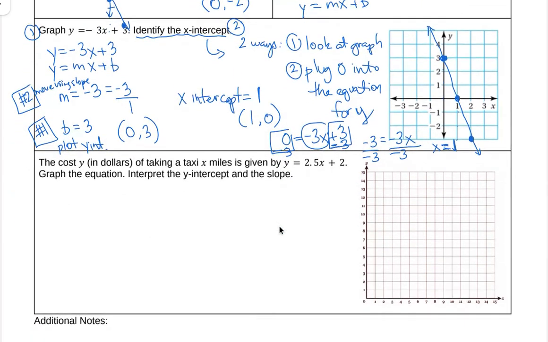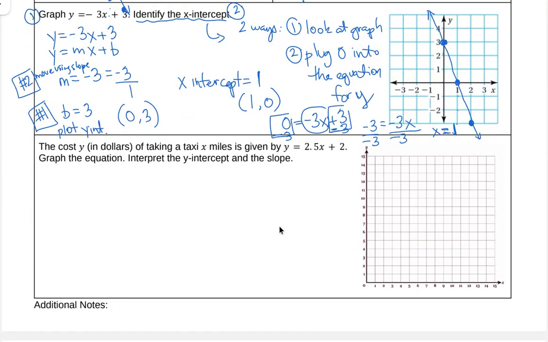Okay, guys, let's do the last problem here in our notes. Of course, we're going to do lots of in-class practice so that we can practice these skills. Let's see. The cost y in dollars of taking a taxi x miles is given by y equals 2.5x plus 2. Graph the equation, interpret the y-intercept and the slope. So whenever we have word problems, we've been talking about it all the way since I think the section before when we did proportional relationships.